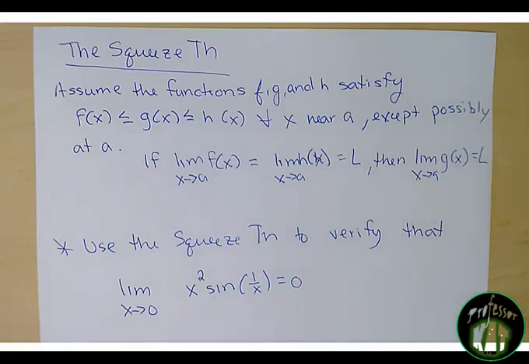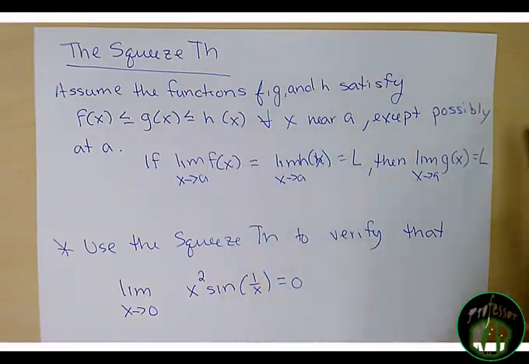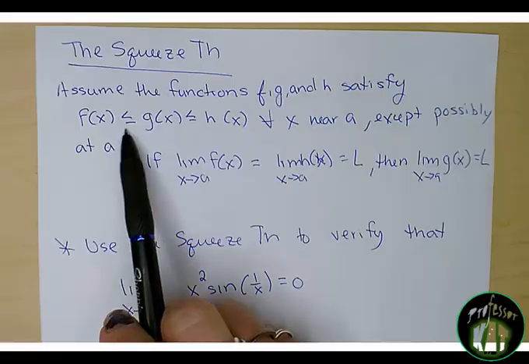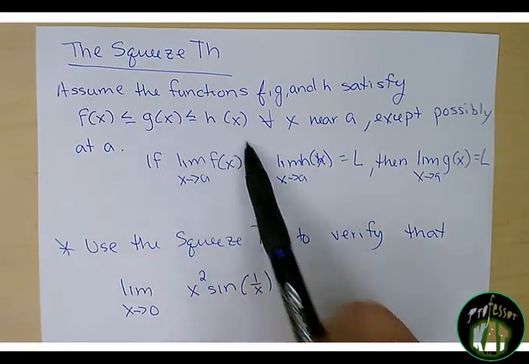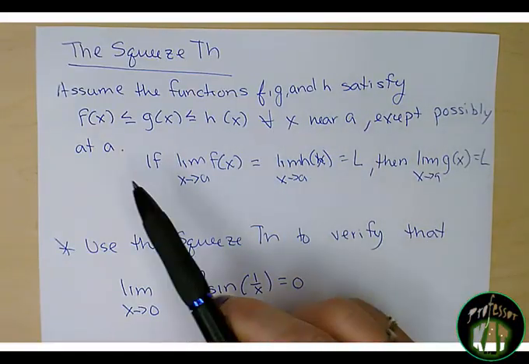The last thing being covered in this video is going to be the squeeze theorem and running through an example explaining it. So let's talk about the squeeze theorem. The squeeze theorem says if we assume that the functions f, g, and h satisfy this, so f of x is less than or equal to g of x, and g of x is less than or equal to h of x for every x near a, except possibly at a.